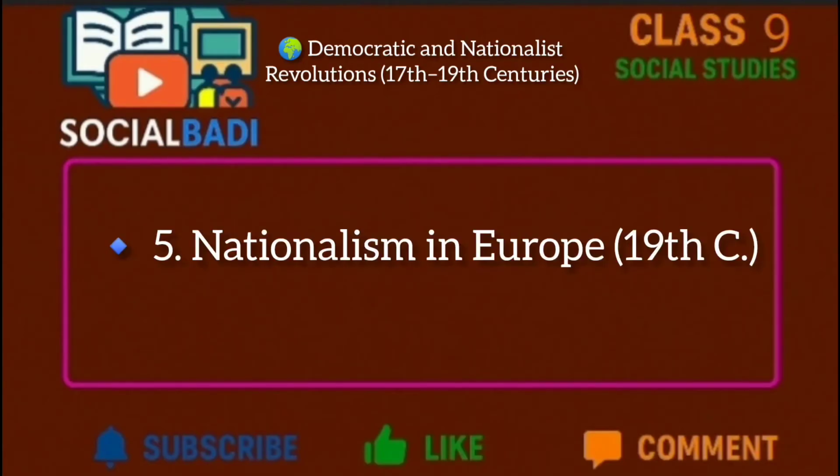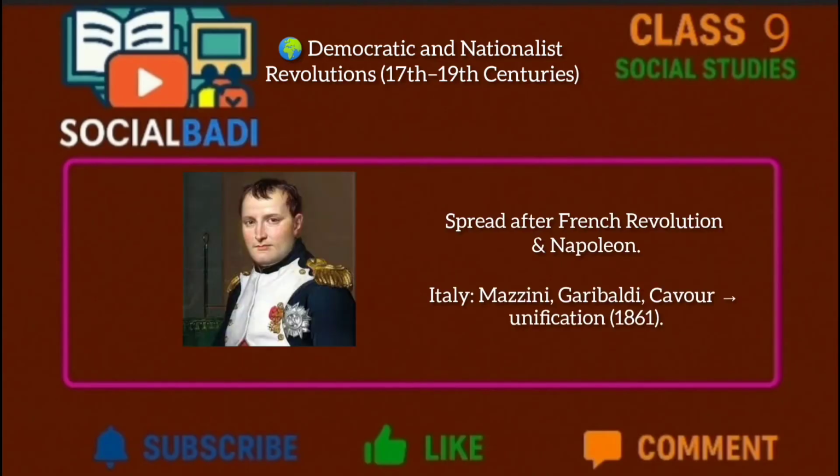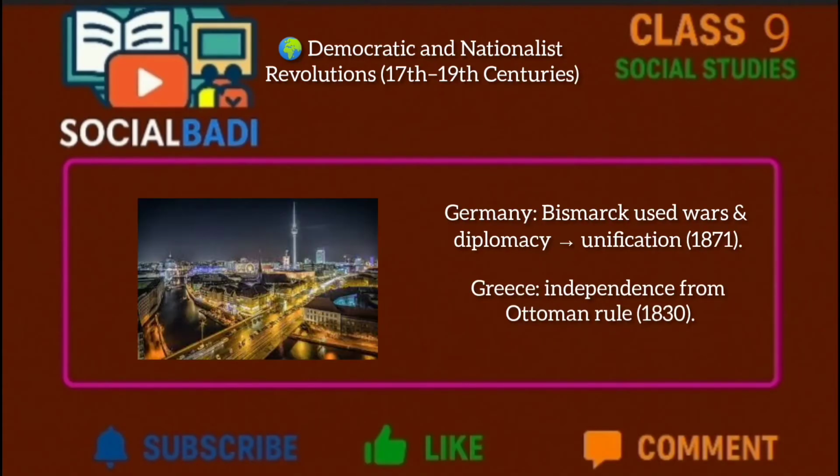Nationalism in Europe, 19th century. Spread after the French Revolution and Napoleon. Italy: Mazzini, Garibaldi, Cavour and unification, 1861. Germany: Bismarck used wars and diplomacy and unification, 1871. Greece independence from Ottoman rule, 1830.